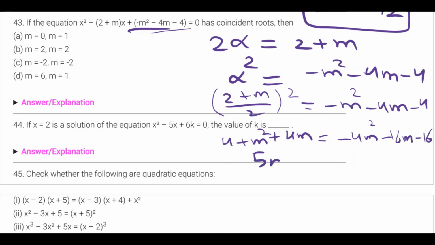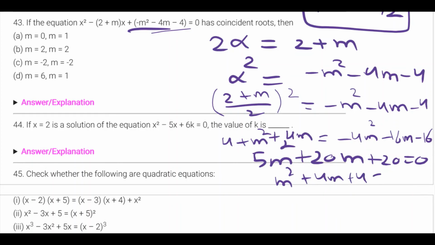This is 5m square plus 20m plus 20 equals 0. Dividing by 5, m square plus 4m plus 4 equals 0. So this is (m plus 2) whole square. So m equals minus 2, minus 2, which is option C.